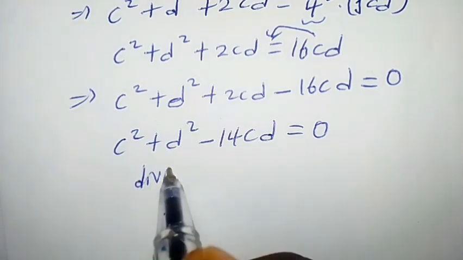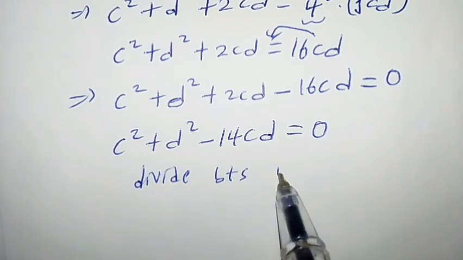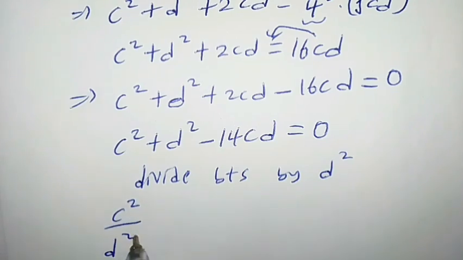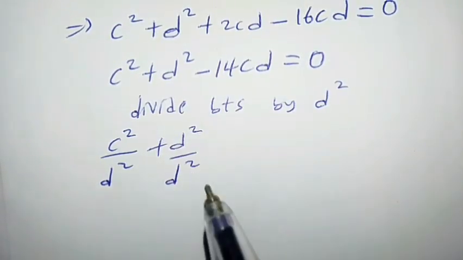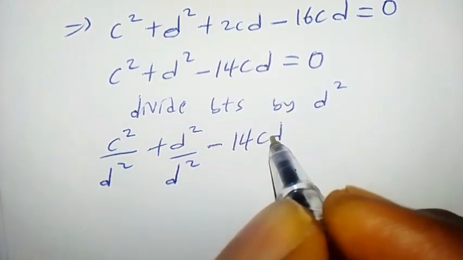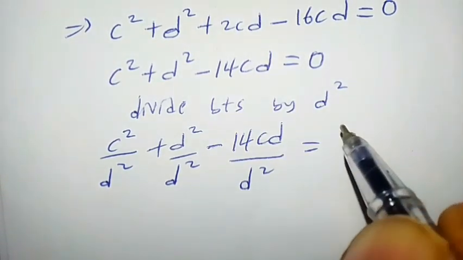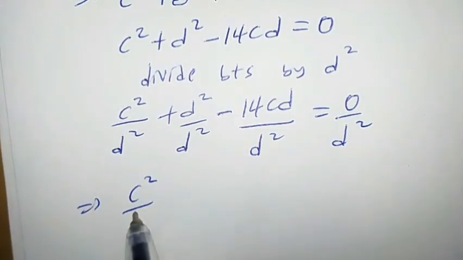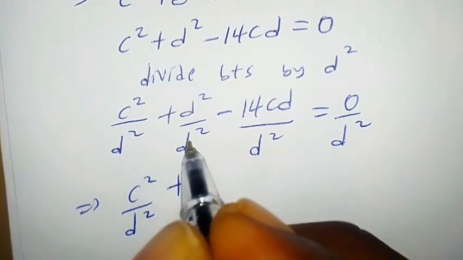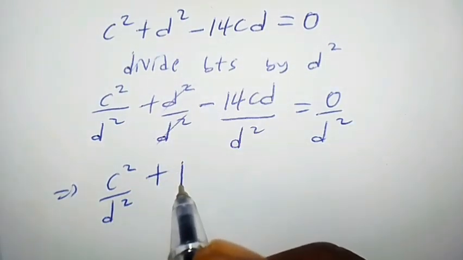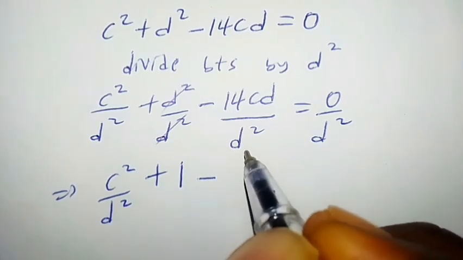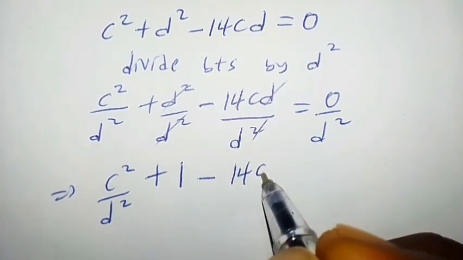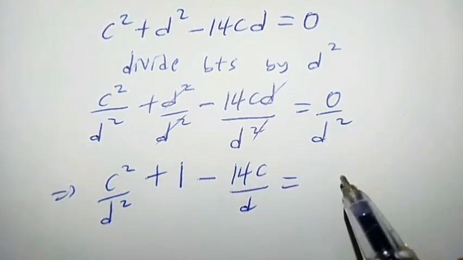So divide both sides by D squared. That means we are going to have C squared over D squared plus D squared over D squared minus 14CD all over D squared equal to 0 over D squared. This implies that C squared over D squared plus, clearly, D squared cancel each other, so we are left with 1 minus. Also from here, this particular D takes care of this power, we are left with 14C over D equal to 0 over D squared, that is 0.